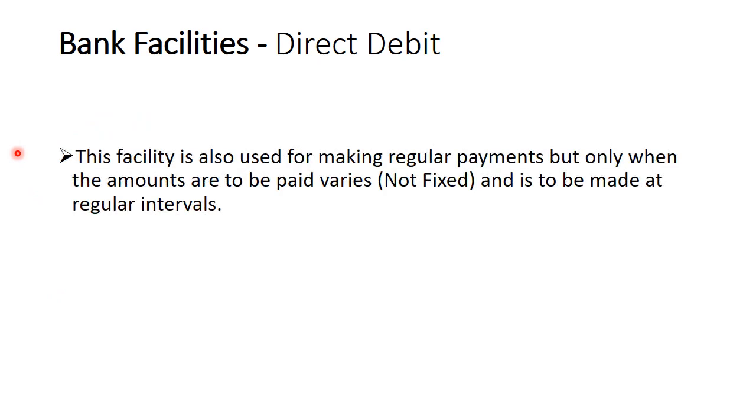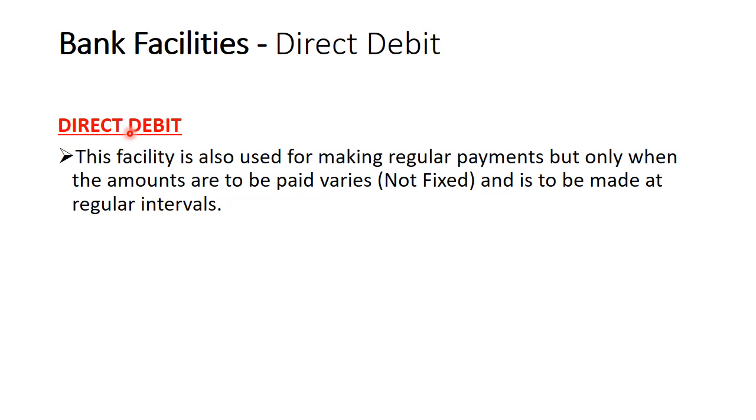Next, we look at direct debit. So, direct debit is similar to standing order, but a bit different. It is a facility that is also used for making regular payments, but only when the amounts to be paid vary, not fixed, and are to be made at regular intervals. So the main difference between direct debit and standing order is, for standing order, it has to be a fixed amount of money. If it's 2 kwacha, it's 2 kwacha every month.